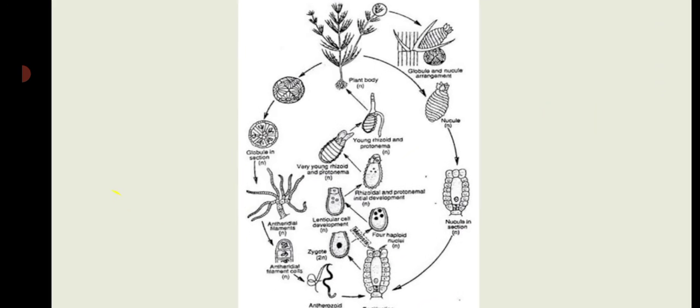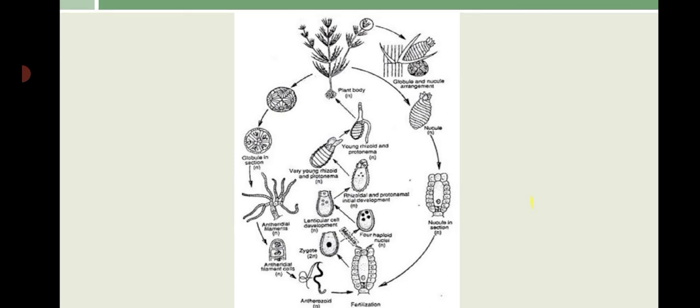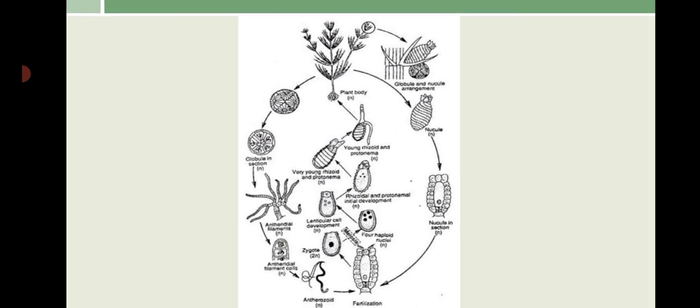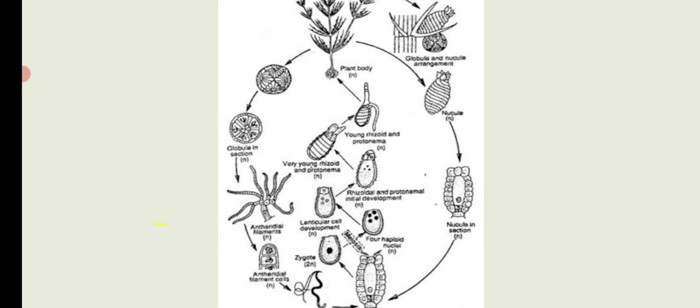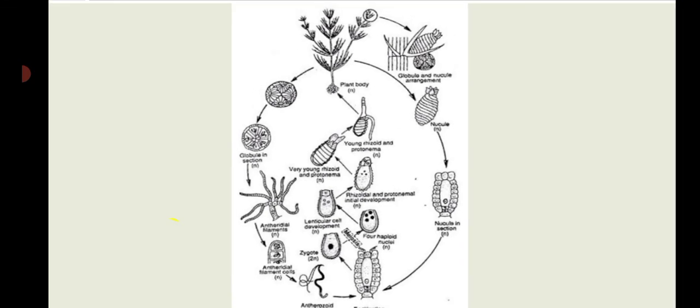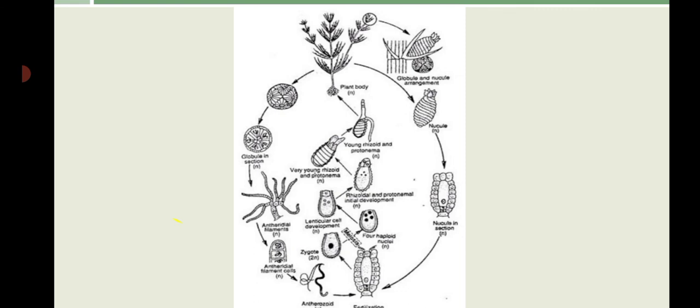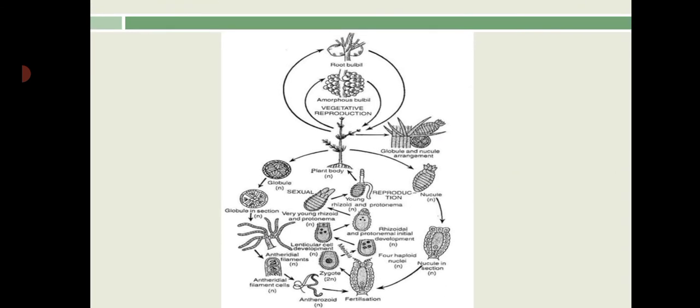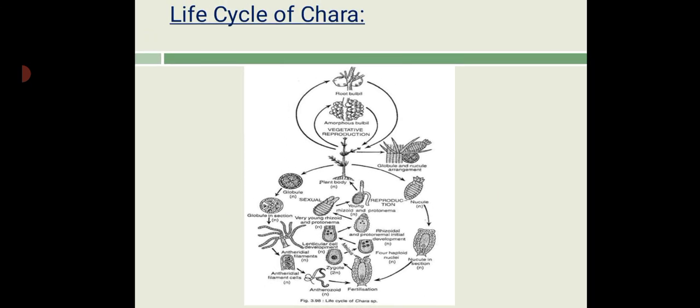So this is another diagram. I have taken one more slide to explain the same, diagrammatically. In this you can see the Chara plant is there, globule is there, nucleole is there. It depicts the same basic concept of the life cycle of Chara that I have already discussed. This is one more diagram, this is one more slide.